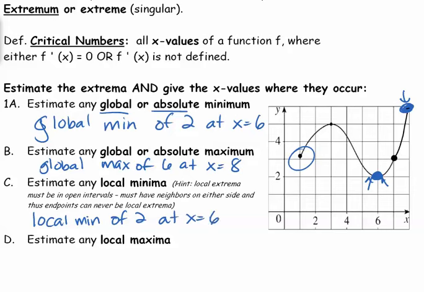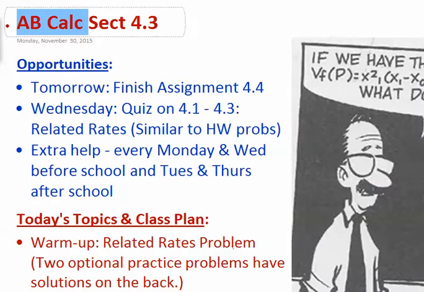And local maximums, here we have a local, and our global maximum cannot be called local because it's at an endpoint. So we only have one local maximum, and that looks like it would be 5. A local max of 5 at x equals 3.